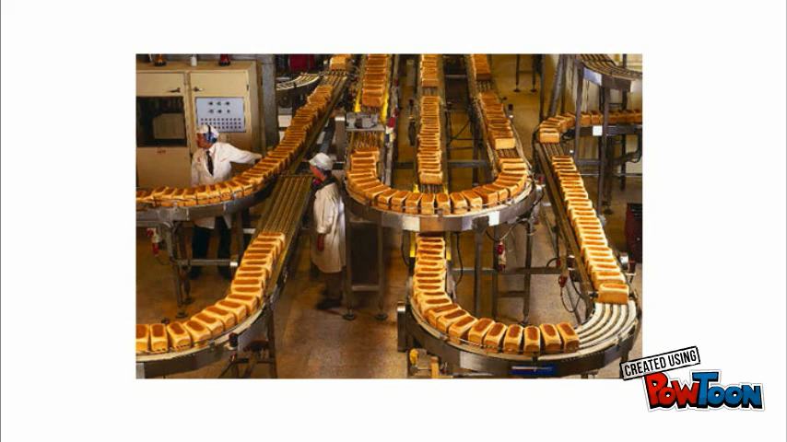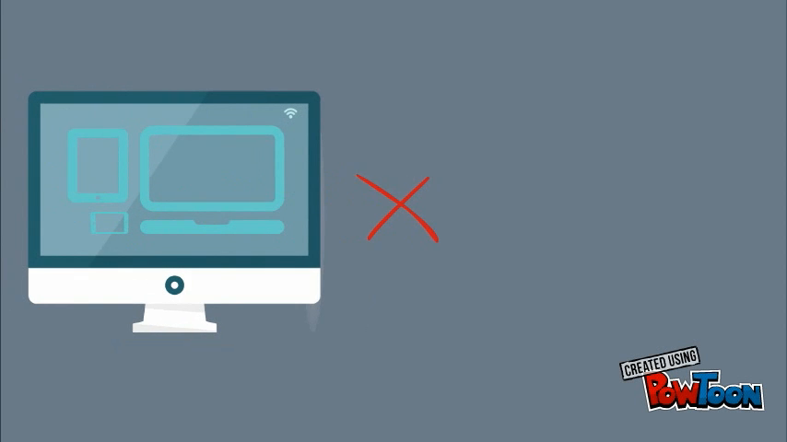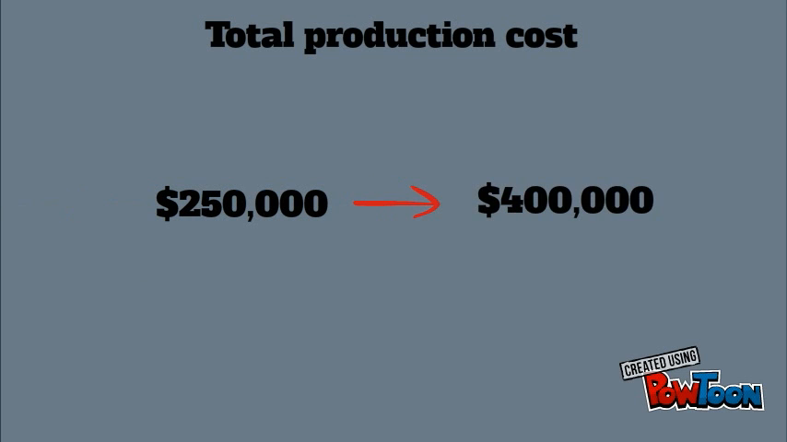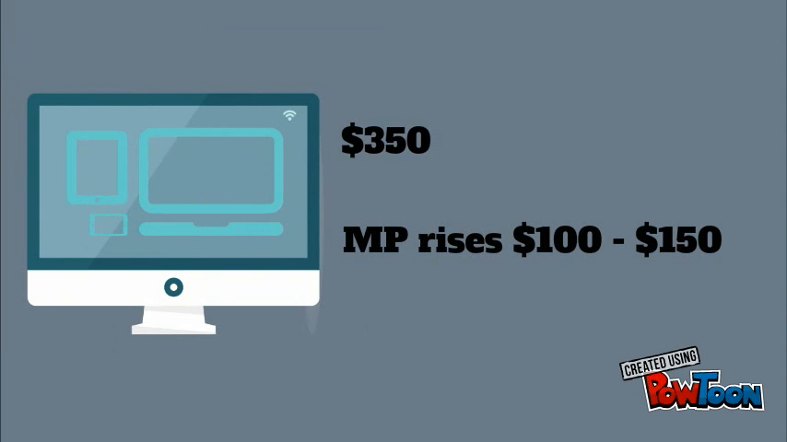In short, we have economies of scale when a 10% increase in resources equals a more than 10% increase in output. We can take this example. A computer manufacturer producing 1,000 computers at $250 each could expand to produce 2,000 computers at $200 each. The manufacturer's total production costs have risen from $250,000 to $400,000, but the cost of each computer has fallen from $250 to $200. If the manufacturer sells the computers for $350 each, the profit margin per computer rises from $100 to $150, showing economies of scale.